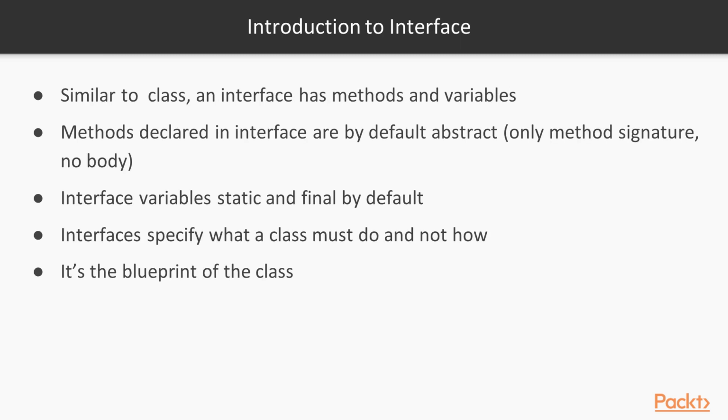Similar to a class, an interface has methods and variables as well. Methods which are declared in an interface are by default abstract and only the signature part can be utilized. It does not hold any body, so there is not much to do with the interface. But it does give you an advantage that variables are static and final by default, so they are available throughout as they are. Interfaces specify what a class must do and not how. So you can call it a blueprint of a class.